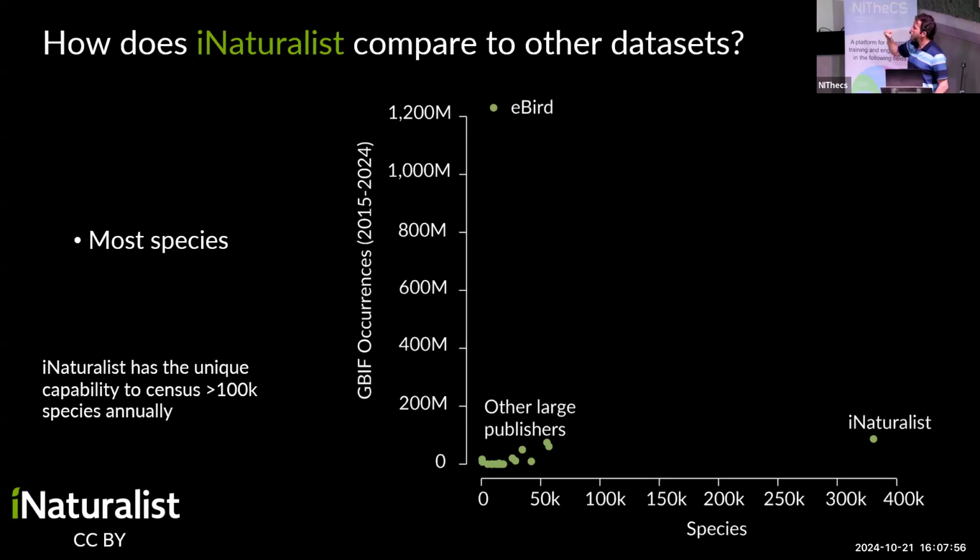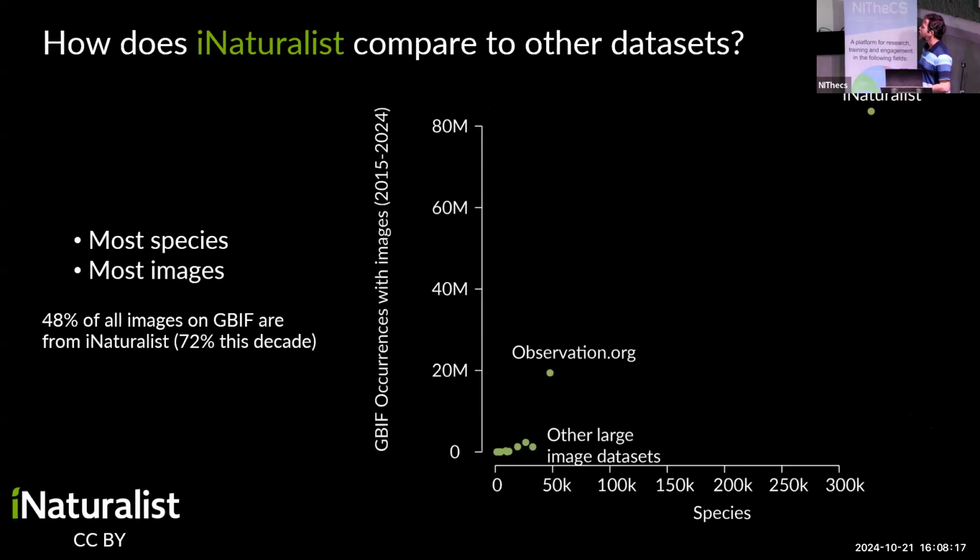If you compare it to something like eBird, that has a lot more observations, but it's not doing very many species. For taxa that are popular, it's not difficult to get data, but what's very tricky is to get more representative of all biodiversity. So iNaturalist does a fantastic job there. Then in terms of images, here we can see the amount of images that are on another large data set, observation.org, and iNaturalist sits up here.